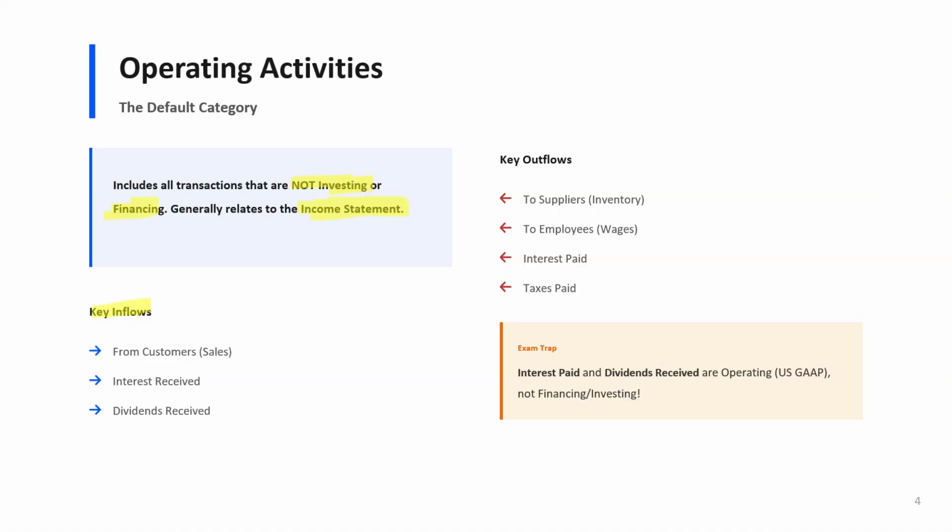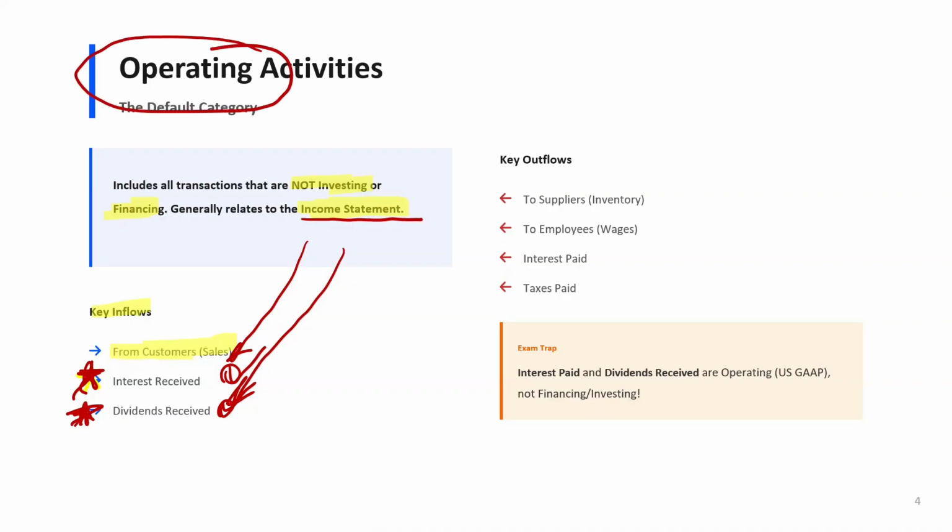Key inflows. If we receive cash from customers, if it's sales, it goes to operating activities. Here is something, this could be an exam trap. For the interest and dividends received, you may think they are related to investing or financing activities, but under US GAAP, they are part of the operating activities. They usually like to ask questions from this section, and we will do a couple of questions about it. For operating activities, if it's interest or dividends received, we put them in operating activities. One easy way to remember is the income statement. In the income statement, you usually see the interest received and dividends received, and you can think that it is going to operating activities.